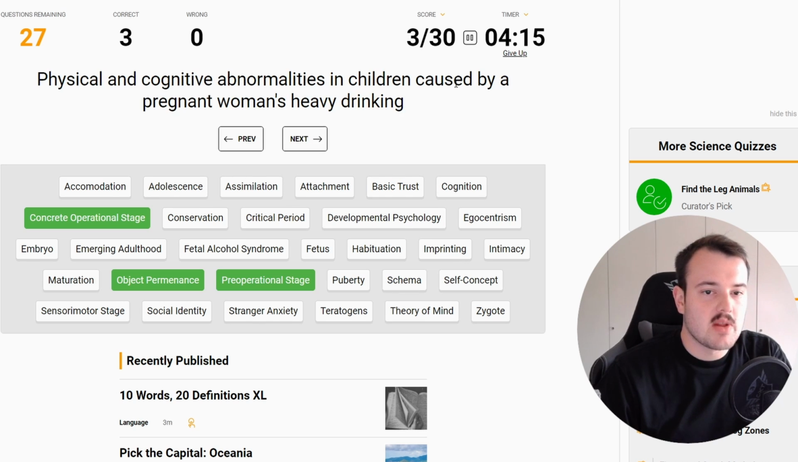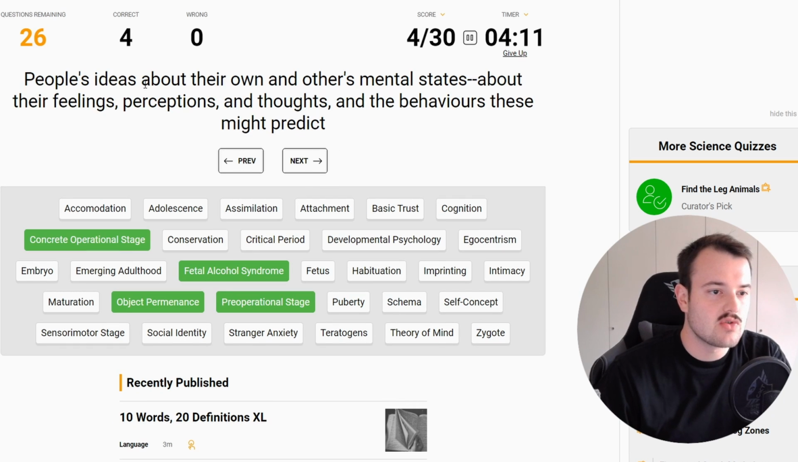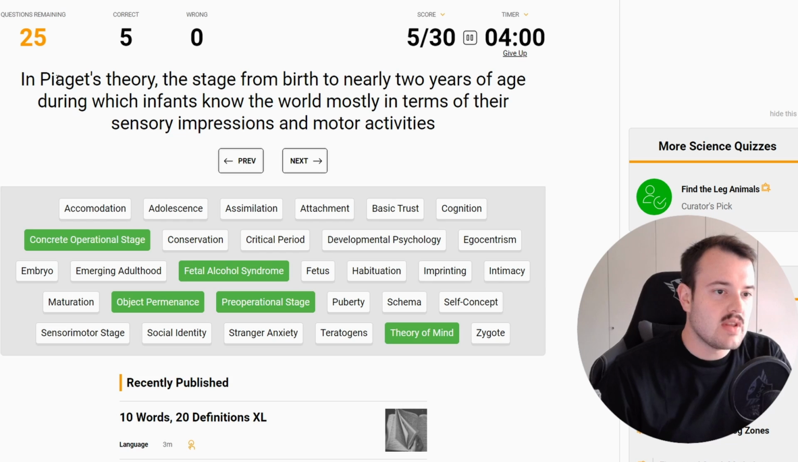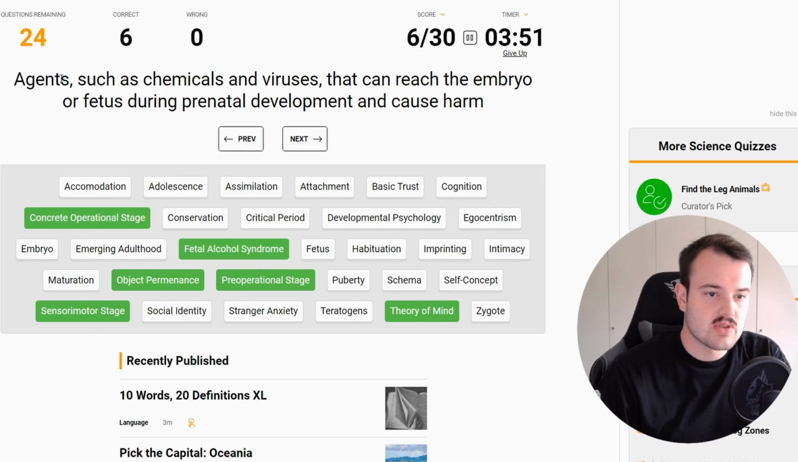Physical and cognitive abnormalities in children caused by a pregnant woman's heavily drinking, that's fetal alcohol syndrome. People's ideas about their own and others' mental states, about their feelings, perceptions and thoughts, and the behaviors these might predict. Their own and others' mental states, the theory of mind, right? Absolutely. In Piaget's theory, the stage from nearly 2 years of age, know the world mostly in terms of sensory impressions and motor activities, of course, sensory motor stage.